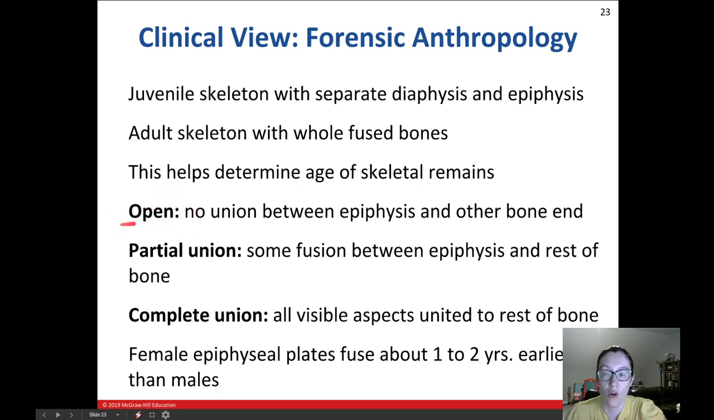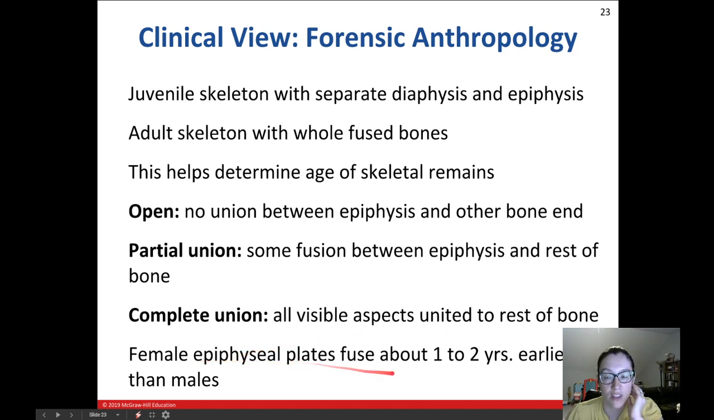If the growth plate is open, that means there's no union at all between the epiphysis and the other bone end. That's going to be a younger individual. Partial union means there's some fusion between the epiphysis and the rest of the bone, so that means it's partially starting to close. It's a little bit older individual. And complete union is that all visible aspects are united to the rest of the bone. And that's going to be the bone has reached the adult length.